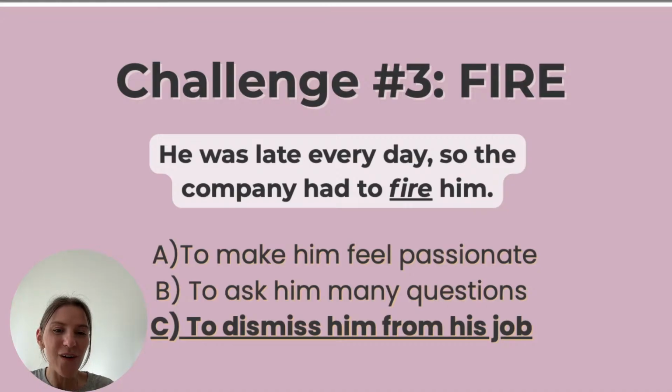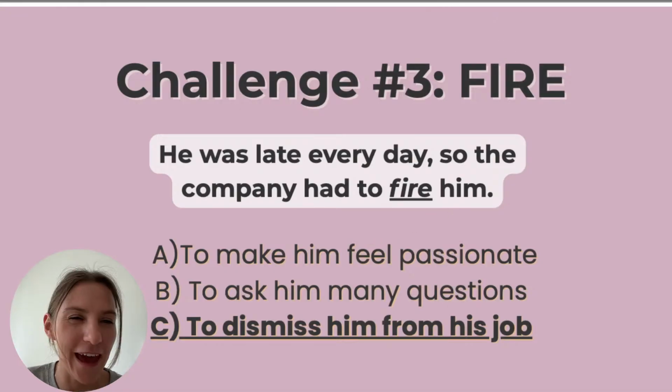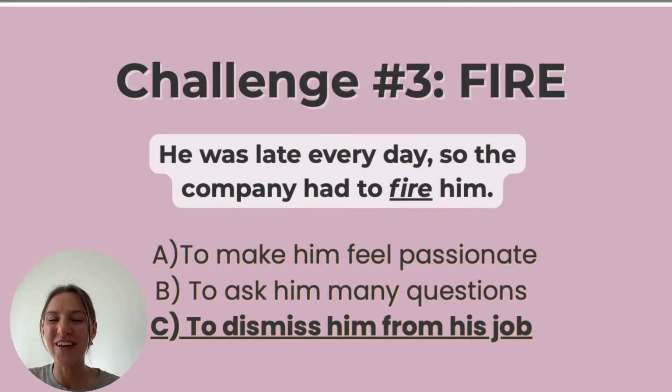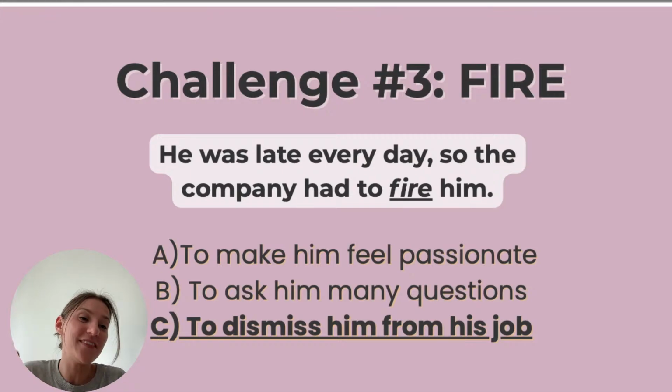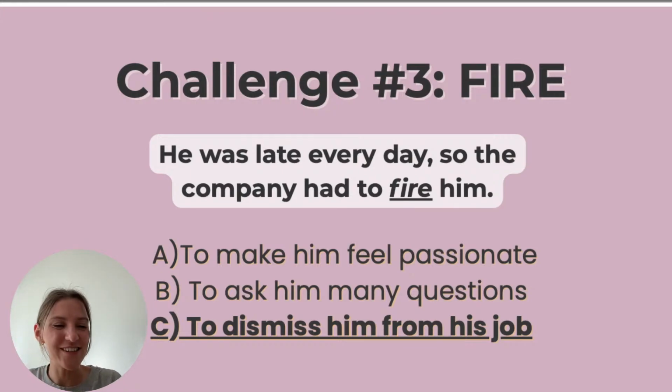Oh no, I already gave away the answer. No worries. I'm actually quite sure that you had already known the answer before I revealed it by accident, but things happen. So as you can see, to fire someone means to dismiss them from their job. It is a common informal verb meaning to terminate their employment, usually for a negative reason. So it's very direct and strong.